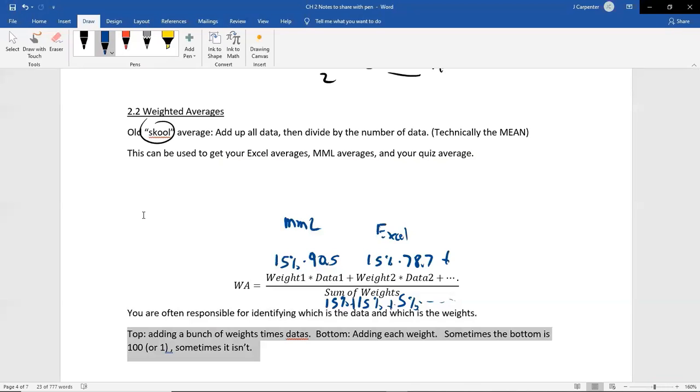But if you're not talking about a grade system, the bottom can be whatever it wants to be. So this is your formula. You have got to memorize this formula. I will not give this to you on a test. This is a fact of life.